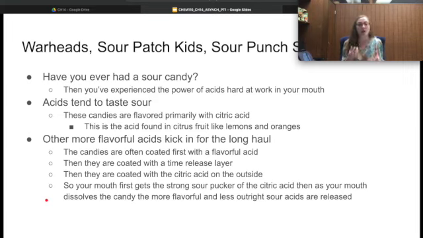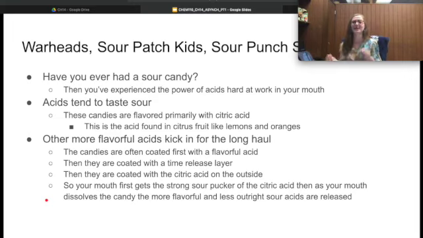These candies are primarily flavored with citric acid. Citric acid is an acid that is found in citrus fruits, hence the name. So fruits like lemons and oranges, the sourness that you taste from them is from citric acid, and we are actually able to make citric acid so we can coat candies with it, and you can taste that sourness outside of just those citrus fruits.